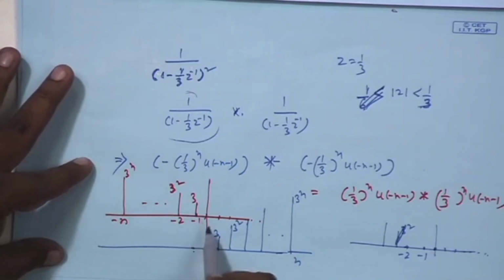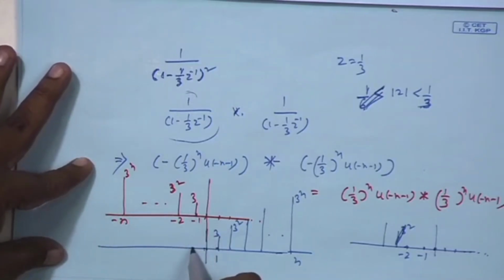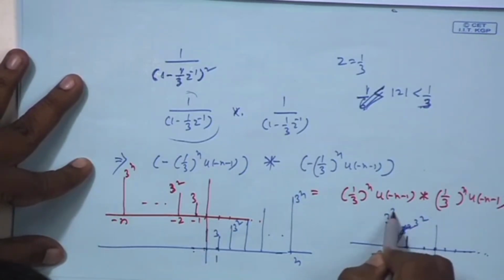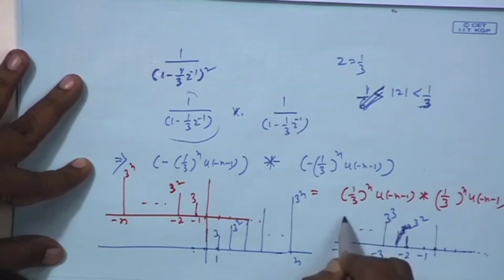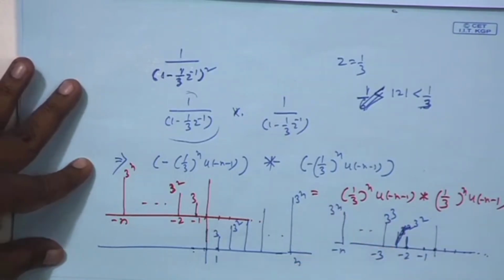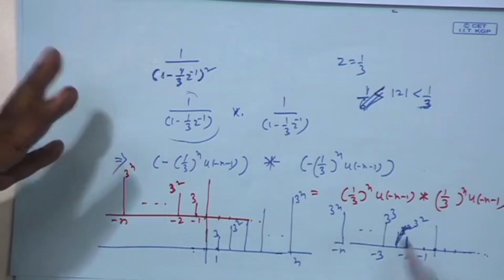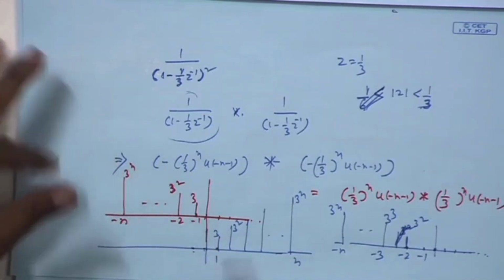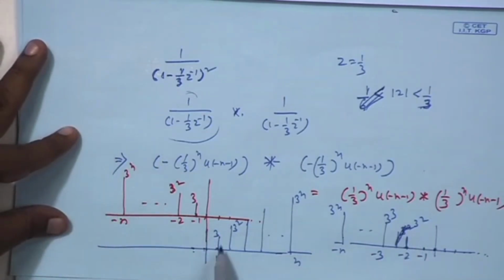This 3 comes here. So, 3 square, how many shifts? 2 shifts. So, at minus 2 you get 3 square, at minus 3 you get 3 cube, and so on, at minus n you get 3 to the power n. You sum them, you get a value. Next time when you move, this 3 comes below 3 square, and 3 square comes below 3.